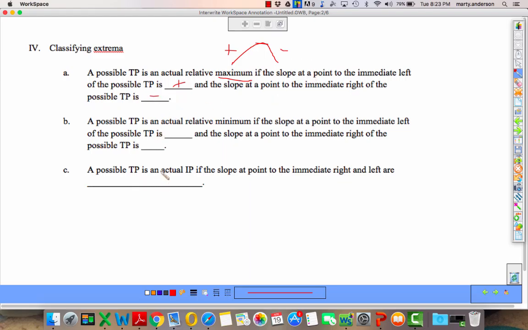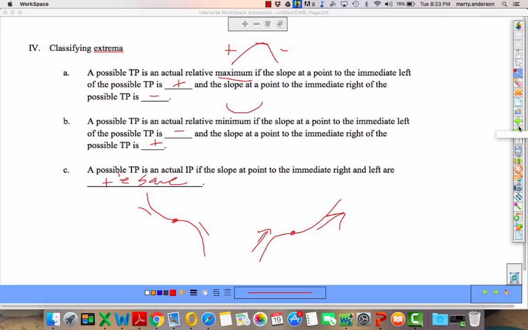We have a minimum. Again, I'm coming down, I zero out, I'm going up. I got negative, I got positive. And then it's a possible turning point. The problem is going to come in when a possible turning point is actually an inflection point. And then we have a turning point right here. I have negative slope followed by negative slope. I'm going down and I'm going down. And then I'm going inflection point here. I'm going up and then I'm going up. So a possible turning point is an actual inflection point if immediately to the right and to the left are the same, also known as equal.